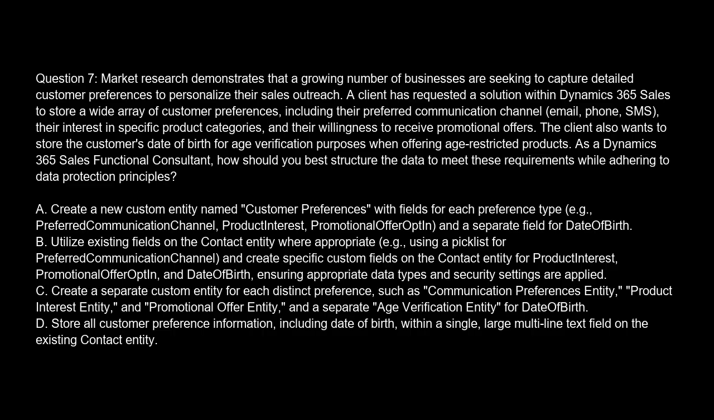Option A. Create a new custom entity named Customer Preferences with fields for each preference type, e.g., preferred communication channel, product interest, promotional offer opt-in, and a separate field for date of birth. Option B. Utilize existing fields on the contact entity where appropriate, e.g., using a pick list for preferred communication channel, and create specific custom fields on the contact entity for product interest, promotional offer opt-in, and date of birth, ensuring appropriate data types and security settings are applied.